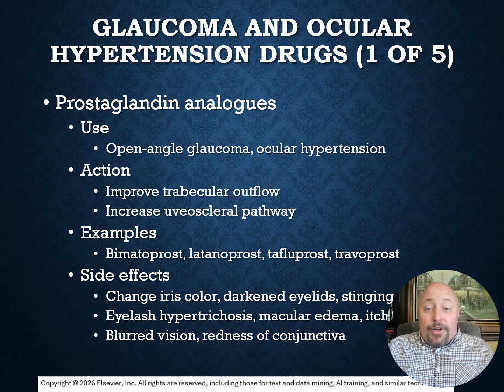Glaucoma and ocular hypertension drugs, things like prostaglandin analogs. These work for open angle glaucoma and ocular hypertension. And they work by improving the trabecular outflow and increasing uveoscleral pathways. Examples would be drugs like bimatoprost. And side effects would include things like iris changes, darkened eyelids, macular edema, blurred vision, and redness of the conjunctiva.